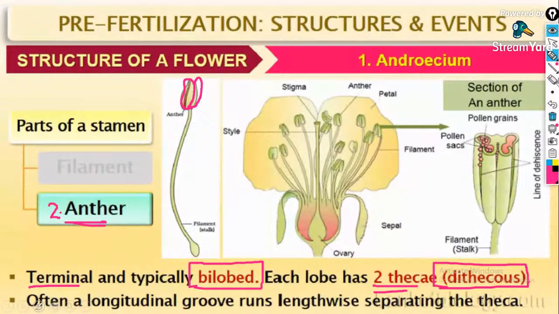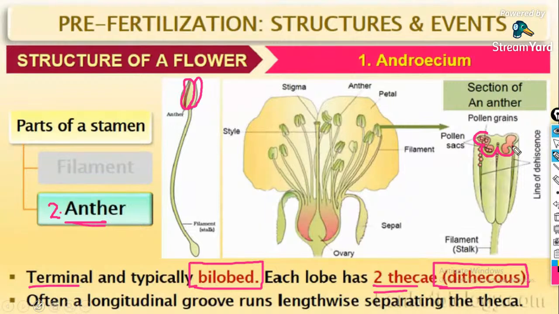Look at the diagram, everyone. Dithecous. Yes, this is a section of an anther, and these round colored substances, you will call them the pollen grains, which are stored inside the pollen sac. That is the anther.